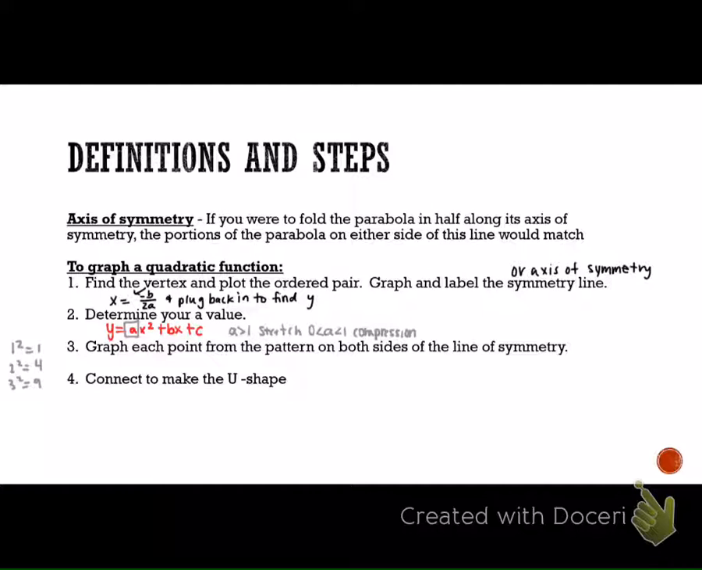And so then you just connect to make the U shape. You can do just one side and then use your line of symmetry to plot the other side of the points too. You don't need to do both sides at the same time, but you could, okay? So it's up to you.